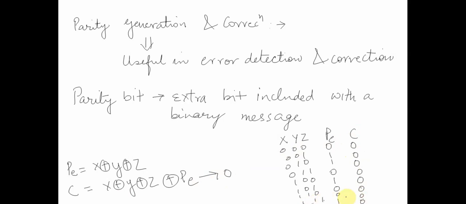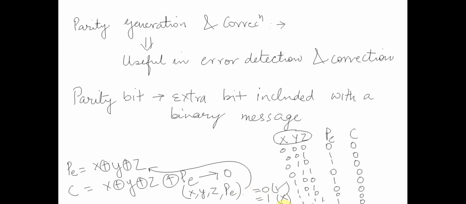So basically, if I have to transfer this message comprising of XYZ, instead of sending only XYZ, I will send 4 bits: X bit, Y bit, Z bit and P bit, which I will create using this circuit. Once I send it, at the receiver I will XOR all these 4 bits, and if the XOR output is 0, then I would say the message is correct. If the output is not 0, I would say there is a problem in the data transfer. So that is the concept of parity generation and parity correction.